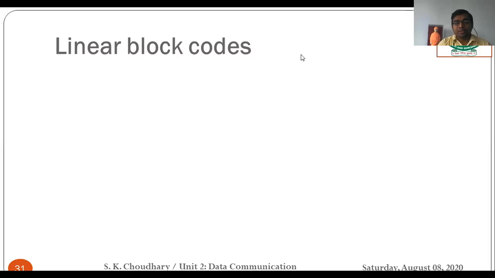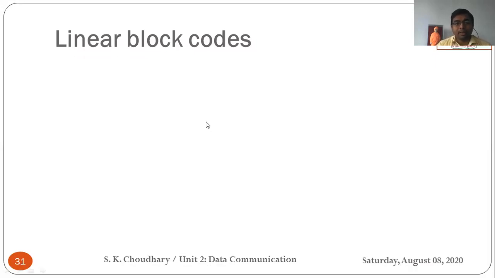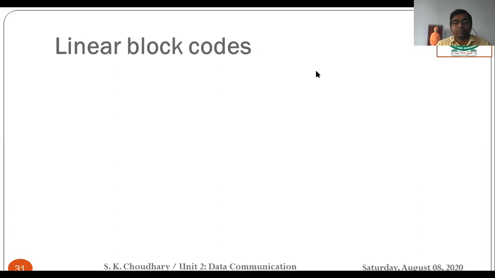So today we start with the lecture of data communication for this second unit, error control coding. In the last lecture we saw a little bit of the introduction of block codes. So today we will continue the same topic. We have seen the block codes, and how the block codes have been defined.